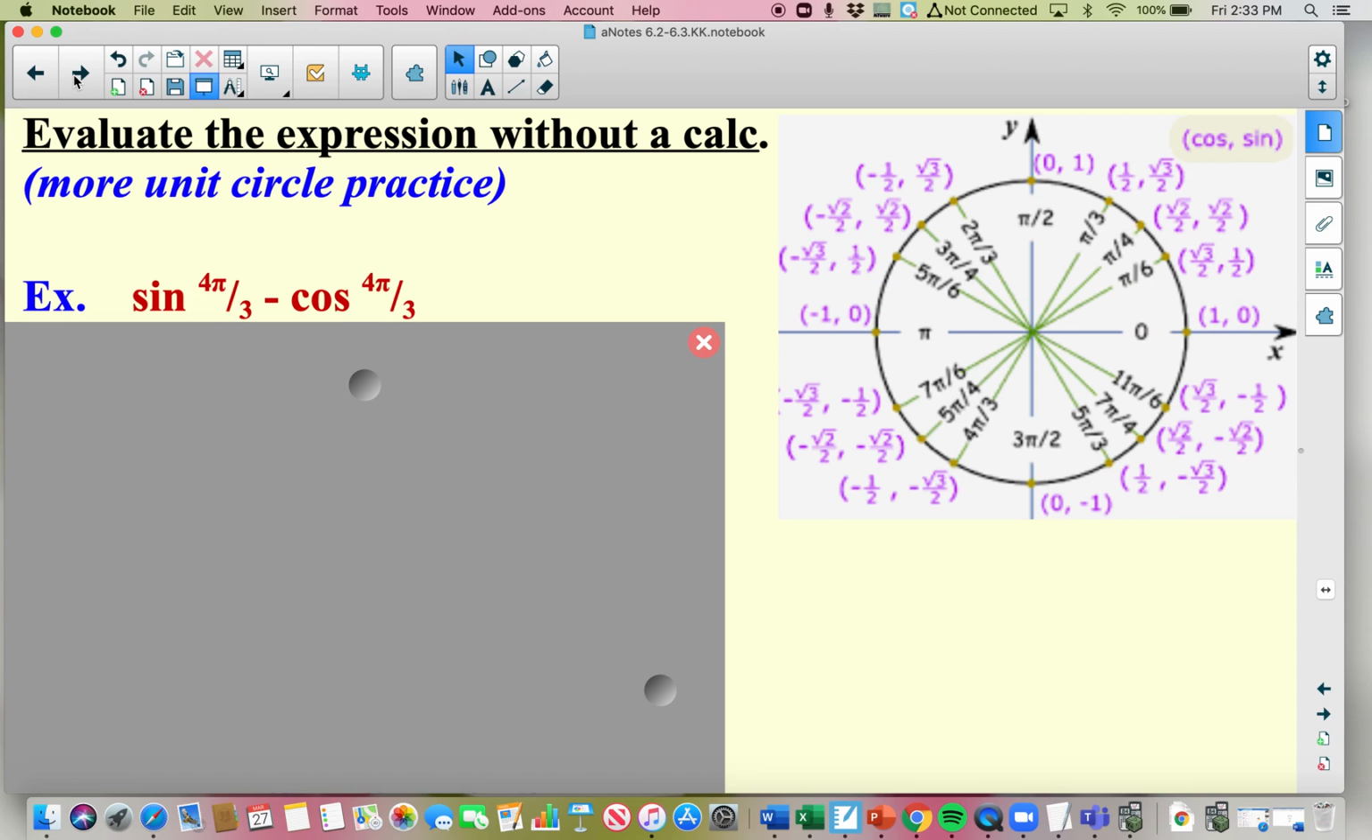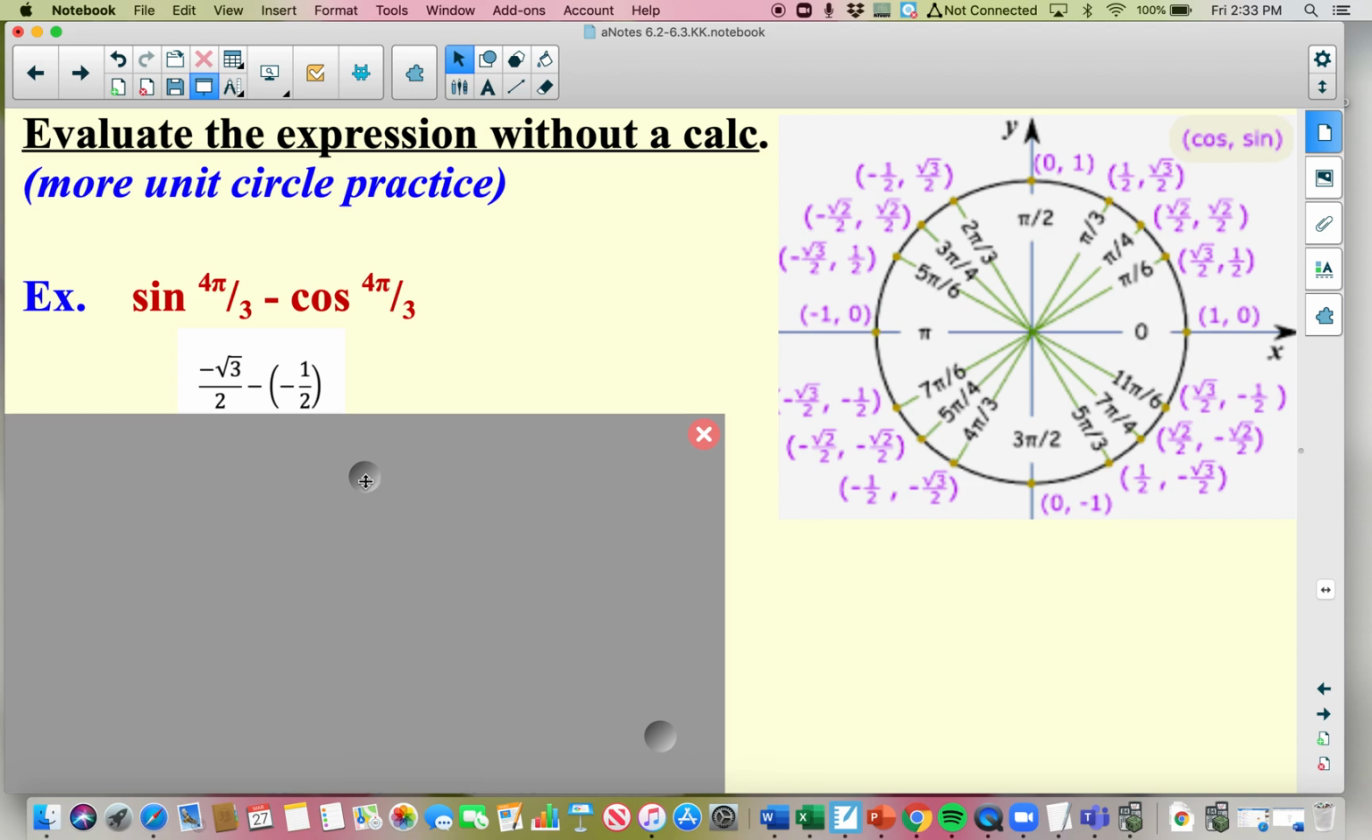So if it says sine of 4/3 pi minus cosine of 4/3 pi, the first thing you need to know is where 4/3 pi would be on your unit circle. So hopefully you've gotten comfortable with splitting your unit circle into different angles here. So if I know 1/3, 2/3, 3/3, 4/3 pi down here in the third quadrant, the cosine and sine values are -1/2 and -√3/2. So filling that in, the sine of 4/3 pi is -√3/2. Then I'm going to subtract the cosine of 4/3 pi, which is -1/2.